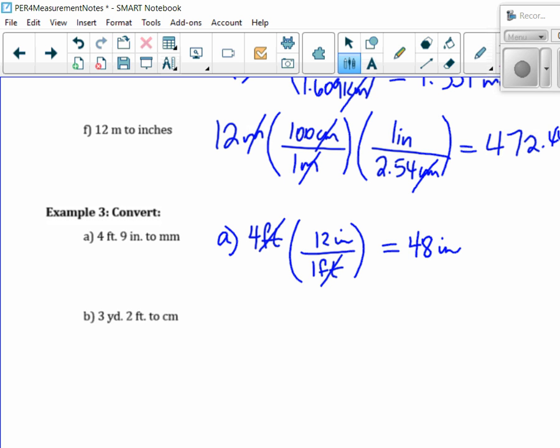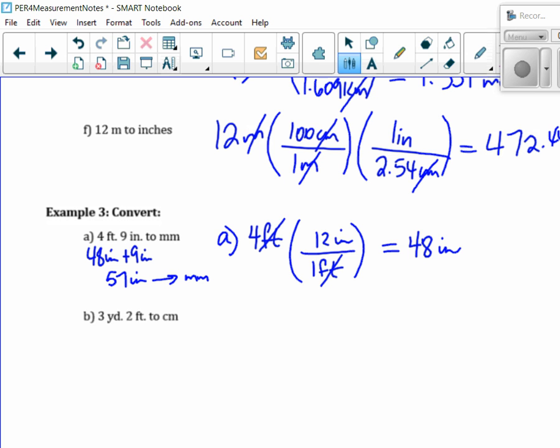Okay, so now that we know it's 48 inches, this is 48 inches plus 9 inches. So really this is 57 inches. And we're converting 57 inches to millimeters. Okay, so maybe you want to pause to see what I did there. But I first converted the 4 feet to inches. Then I added the 9 inches to it so that I have a total of 57 inches.